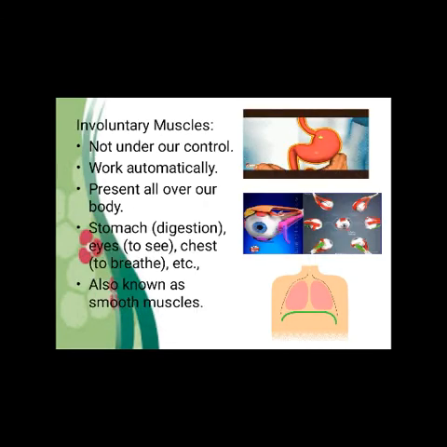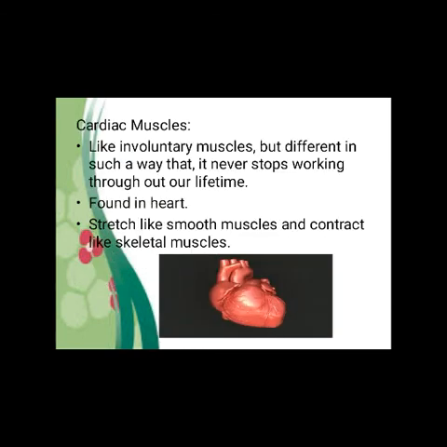Then involuntary muscles. These can occur without our consciousness. So they are not under our control, they work automatically. These types of muscles will be present in stomach, eyes and our chest. This is also known as smooth muscles. Then cardiac muscle. These muscles will be present around the heart. It helps in functioning of the heart. It functions throughout our lifetime. It will be like both the muscles, that is smooth muscle and skeletal muscle.